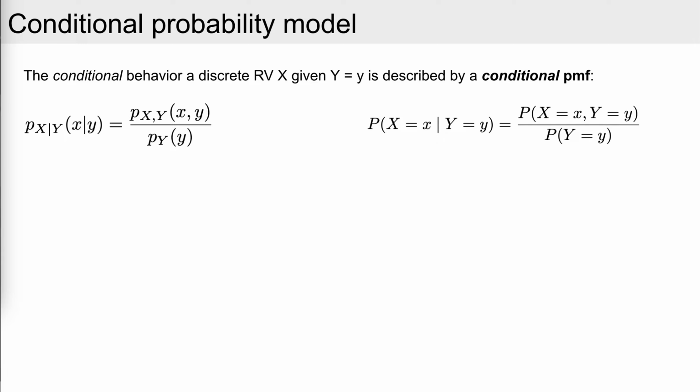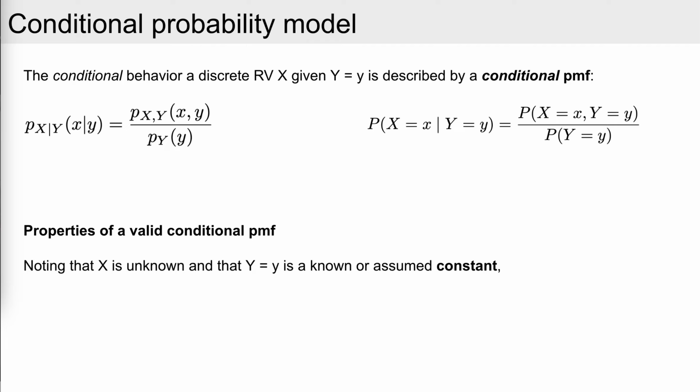Of course, this conditional PMF must satisfy the usual properties in order to be valid. In stating these properties and using conditional models in general, it's important to keep the roles of x and y straight. First, we must remember that x is our unknown variable of interest, and so we should treat it as such. Second, since y equals little y is known or assumed information, it's important to recognize y as a constant or a known data point.